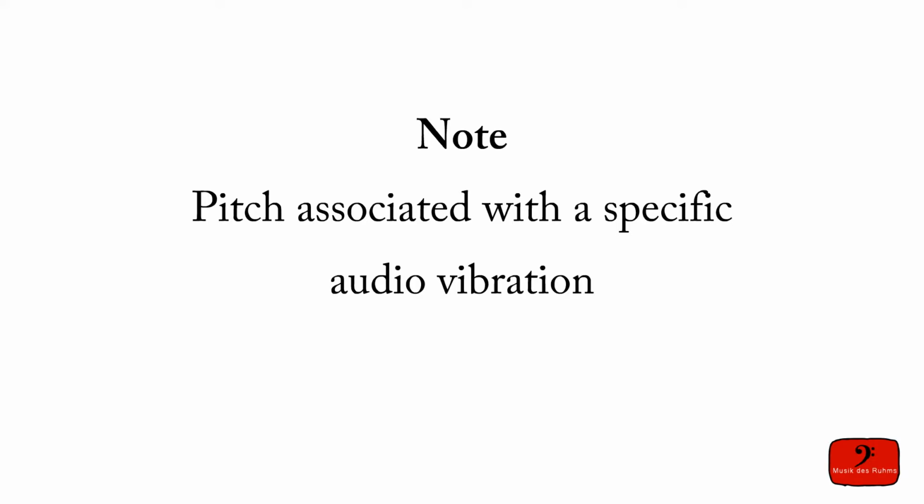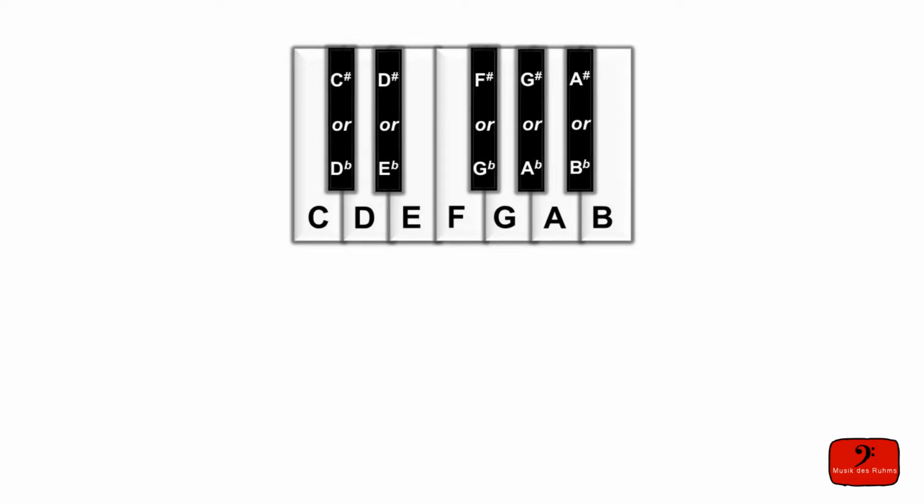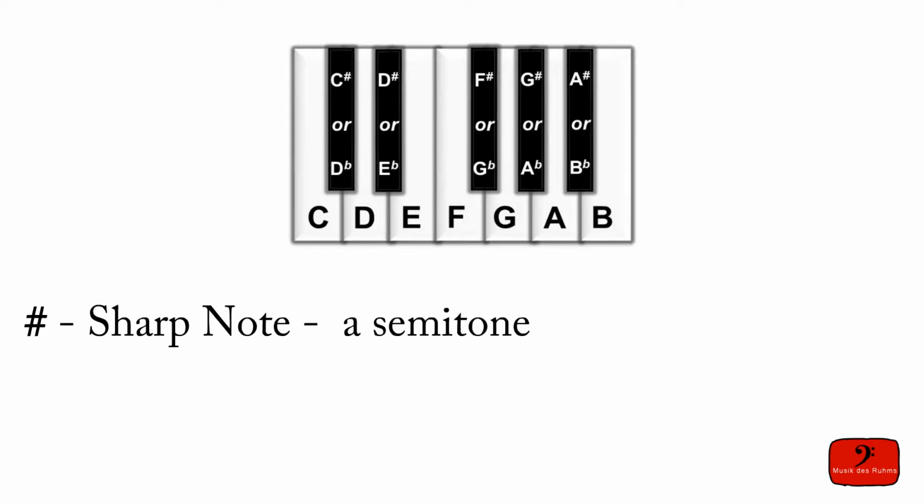Notes. A musical note is the name given to a pitch associated with a specific audio vibration. The pitch describes how low or high a note sounds. Western music utilizes 12 musical notes. This symbol indicates sharp notes. Sharp notes are notes that sound a semitone higher than the note you intend. For example, the note G sharp is one semitone higher than the note G.